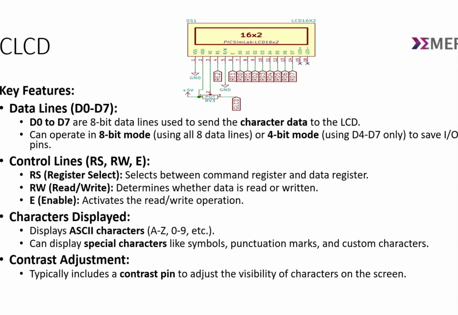Next we have contrast adjustment. It typically includes a contrast pin to adjust the visibility of characters on the screen. Like here we have V0, that is connected to a POT, that is potentiometer, with which we can control the brightness of the CLCD.